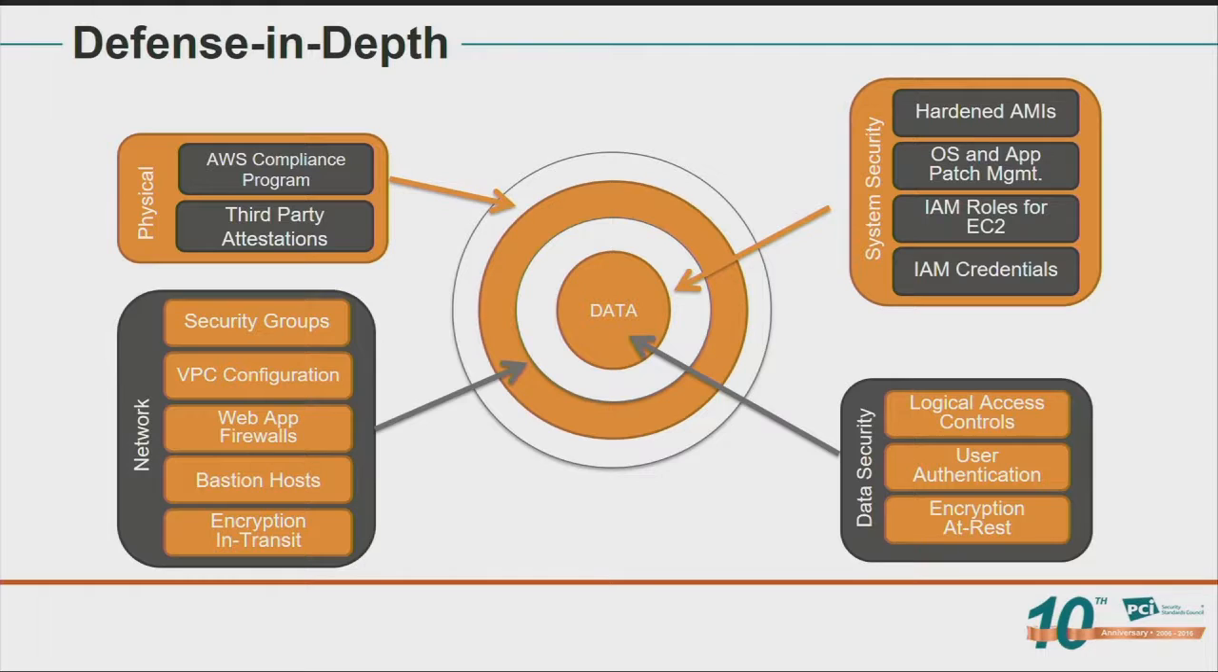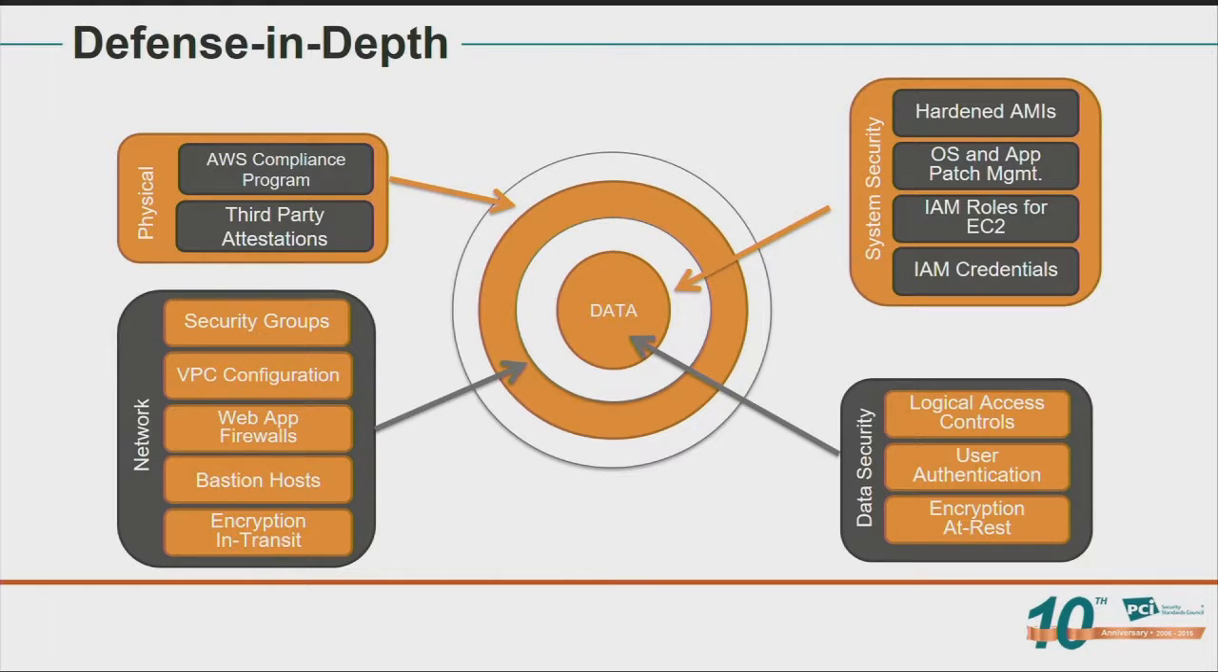When we go into the next ring out and look at the network environment, we're doing the configuration through security groups, which is a stateful packet filter that AWS provides for all resources within a VPC. And then layering on top of that things like web application firewalls, bastion hosts, things that you would normally do in a traditional environment.